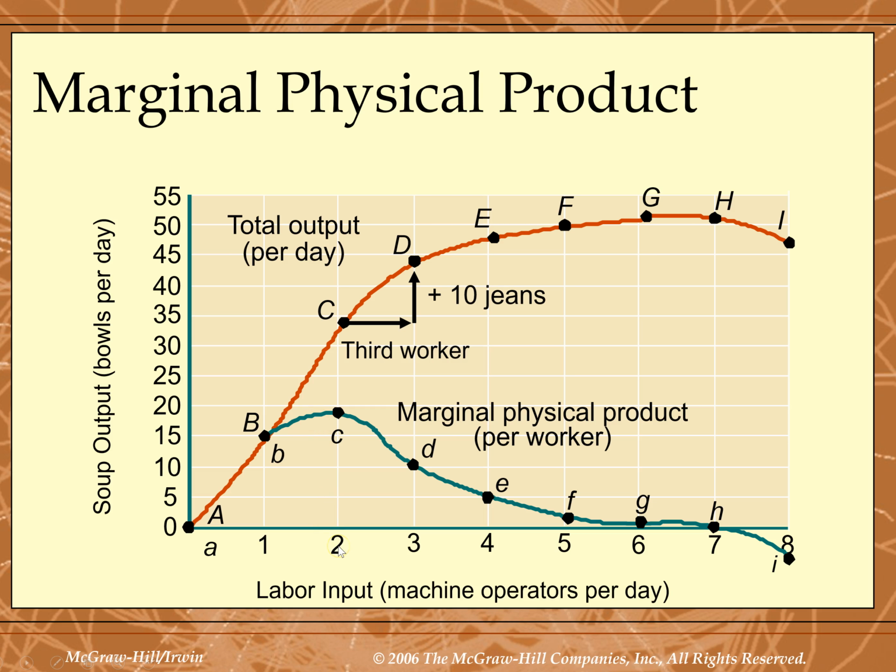But as you go beyond 3 workers, notice how the total output line is flattening. That's another way of saying that the change in output is diminishing. The increase is diminishing. That means the MPP line is starting to slope downward. Productivity is falling. So output is going up, but it's going up at a slower rate. That's another way of saying productivity per worker is falling.